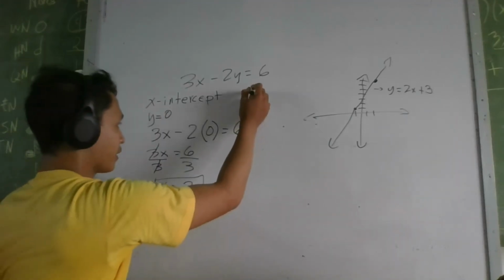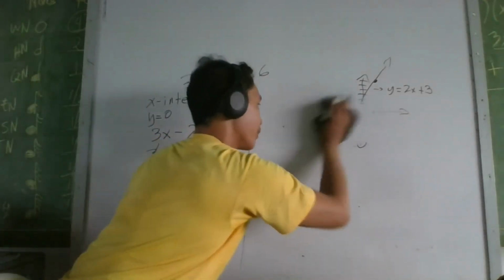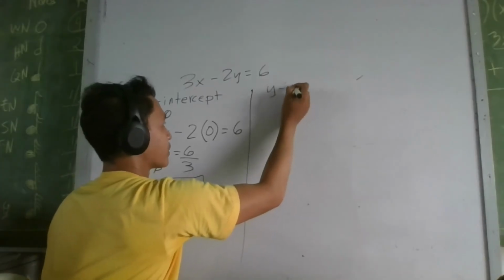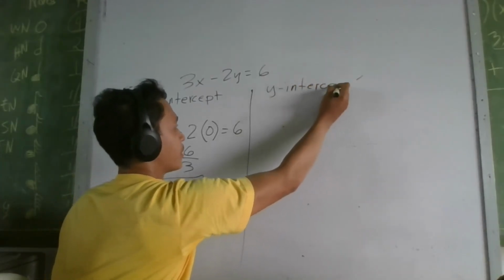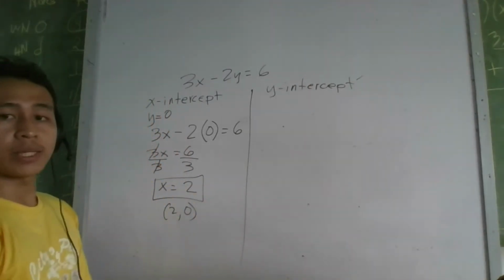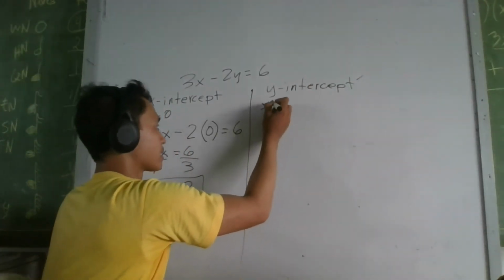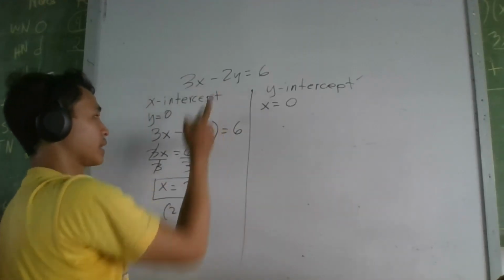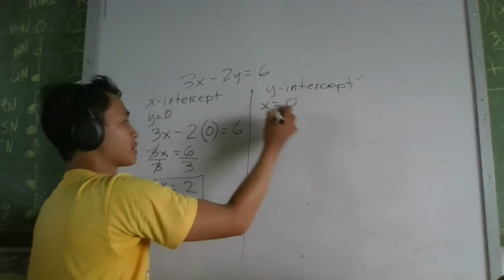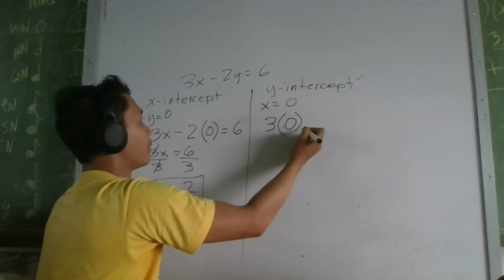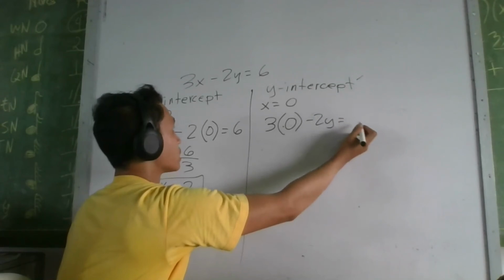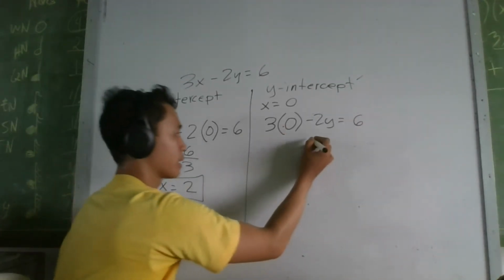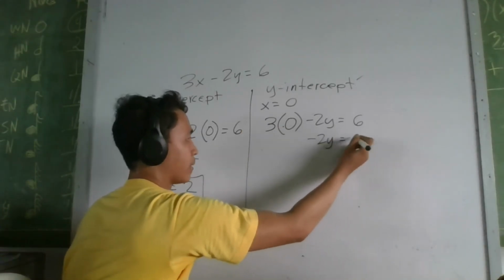Okay? Let's say for example, we are now looking for the y-intercept. Okay? How about if we're looking for the y-intercept? Since this time, y-intercept naman yung hinahanap natin, we should make x equal to 0 or let x equal to 0. Okay? Para ma-solve natin yung y. So that would be 3 times x na 0 minus 2y equals to 6. Okay? So 3 times 0 is 0. No need to write. Matitira is negative 2y equals 6.